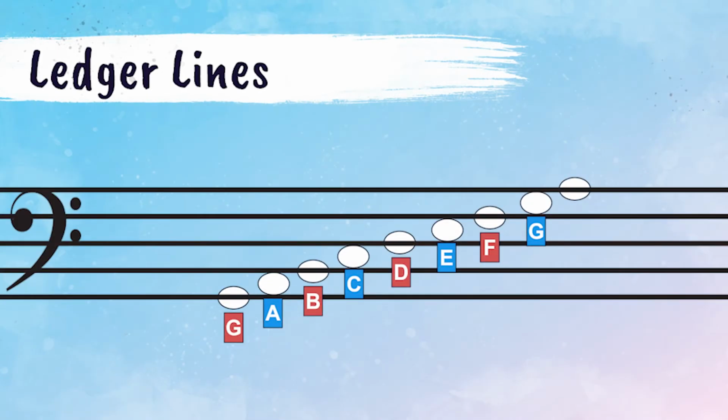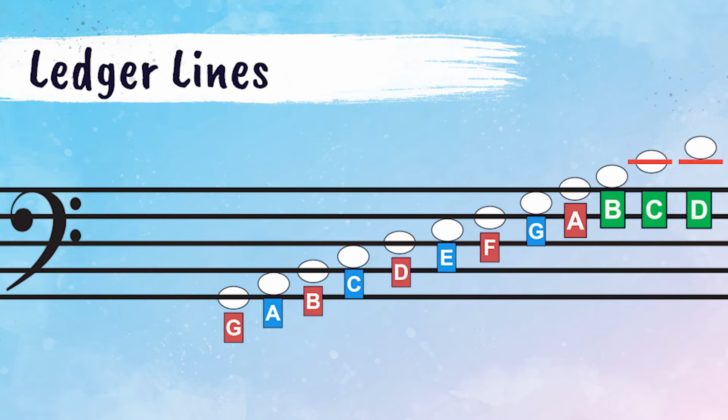Ledger lines apply the same way as in the treble clef. So here we see that the last line is A, then we have B, and then we add a ledger line and place a note in between, then we have C, and so on and so forth. This principle also applies when the motion is descending.